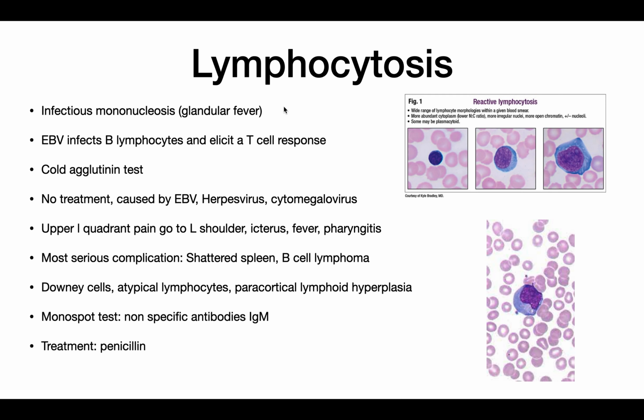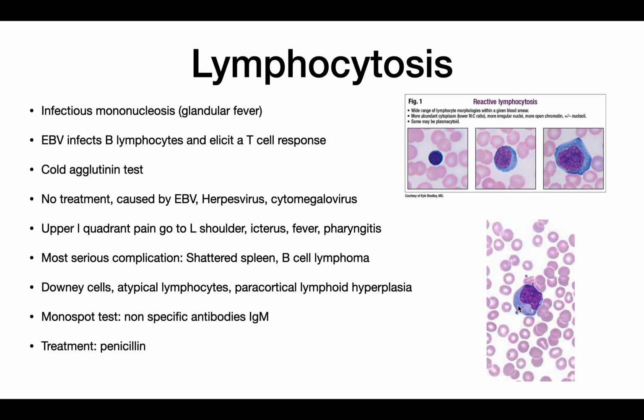The symptoms present as upper left quadrant pain that radiates to the left shoulder because it's affecting the spleen, icterus due to liver involvement, fever, and pharyngitis. The most serious complication is the splenomegaly. It can progress to a shattered spleen, and that is very, very hard to treat. Also, if the Epstein-Barr virus has infected this person for a long period of time, that can transform into B-cell lymphoma.